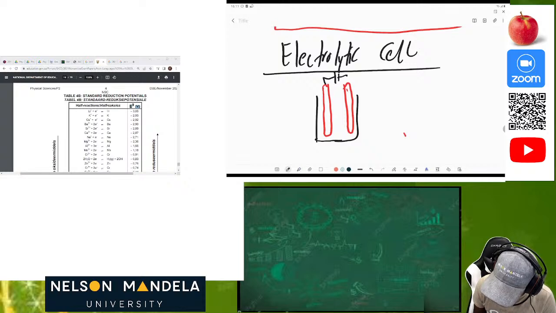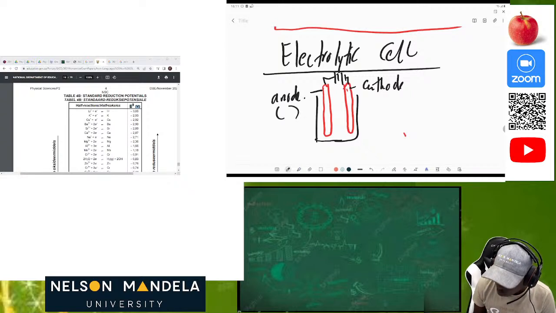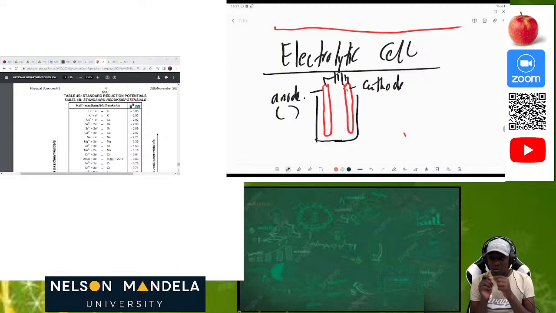Okay, let's do this. Right, so this is going to be our cathode. This is our anode. But on electrolytic cells, there is crucial information which we must know: the anode of an electrolytic cell is no longer negative. It was negative on a galvanic cell, but this time the anode is going to be positive and the cathode will be negative.